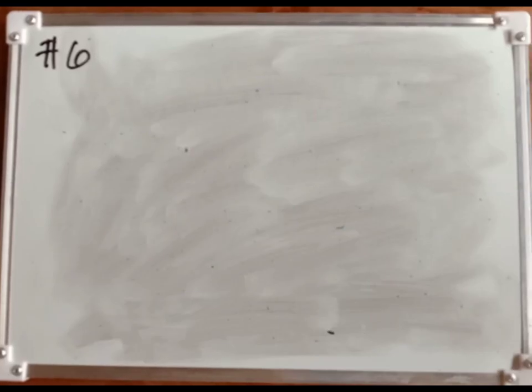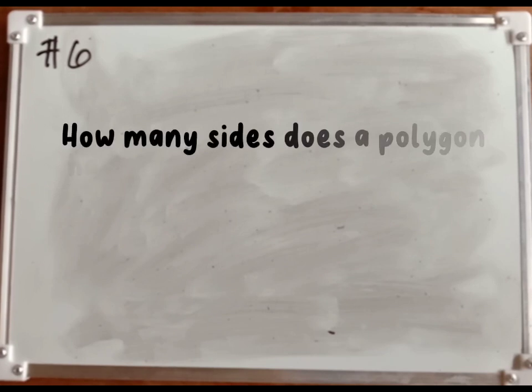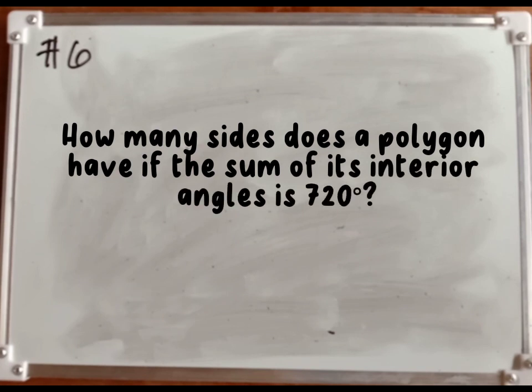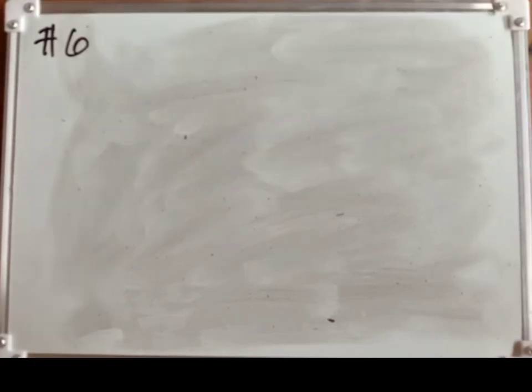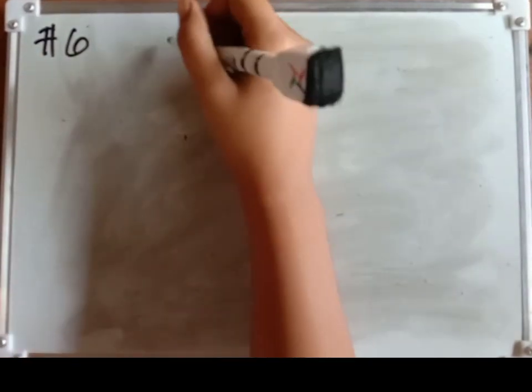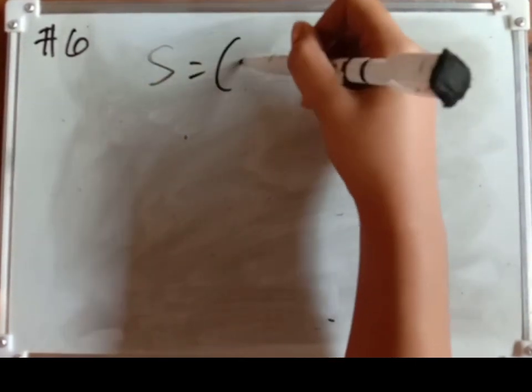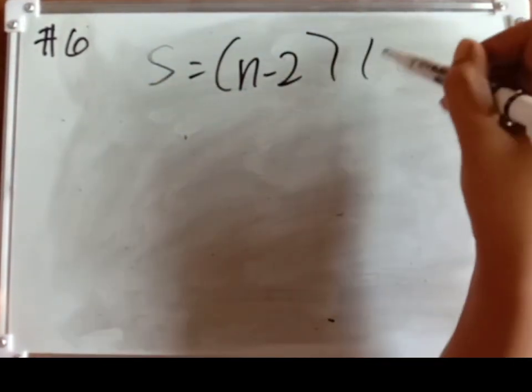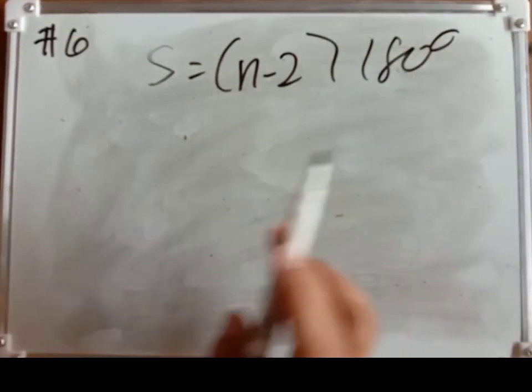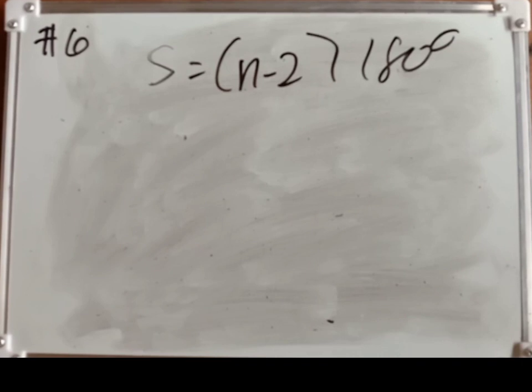Moving on to problem number 6. So, our problem number 6 is, how many sides does a polygon have if the sum of its interior angles is 720 degrees? So, to solve this problem, we will use the formula S is equal to the quantity of n minus 2 multiplied by 180 degrees. Since the measure of all the interior angles of the polygon is given, which is 720 degrees.